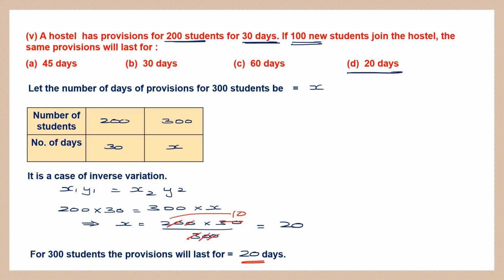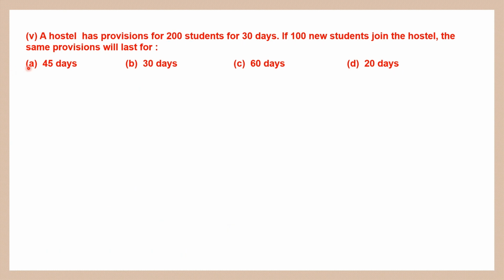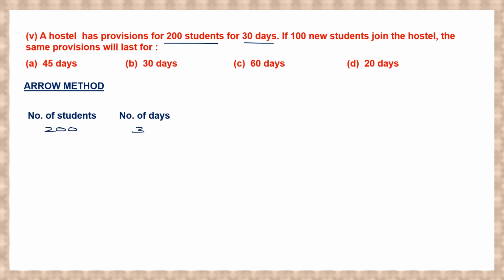Option D, 20 days. So let's do the same sum in the arrow method. So in the arrow method, we make two columns, number of students and number of days. Let's fill in. So first we have 200 students, 30 days. 200 students last for 30 days.